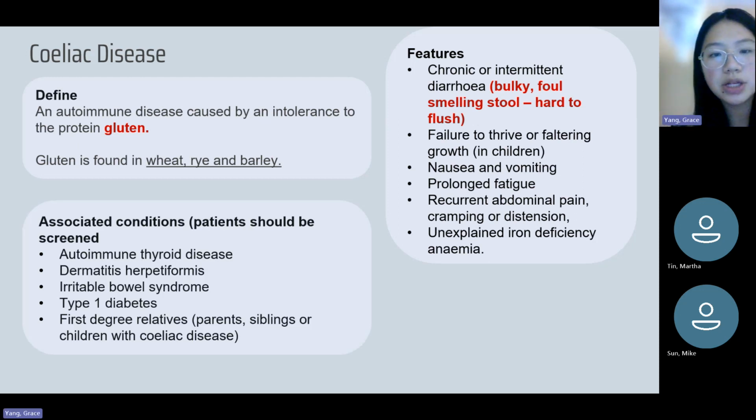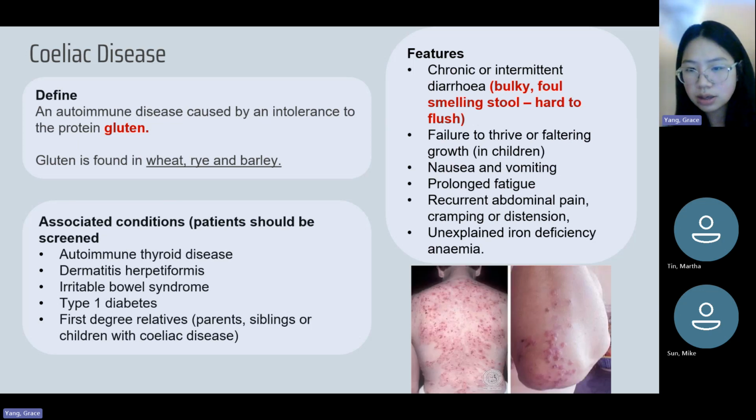So when patients are suspected or have the diagnosis of celiac disease, you have to screen them for other autoimmune diseases, such as thyroid disease, dermatitis herpetiformis, and type 1 diabetes. And you also should screen their first degree relatives for celiac disease. So with dermatitis herpetiformis, it looks like this, and it usually presents in places like the elbows and the knees.